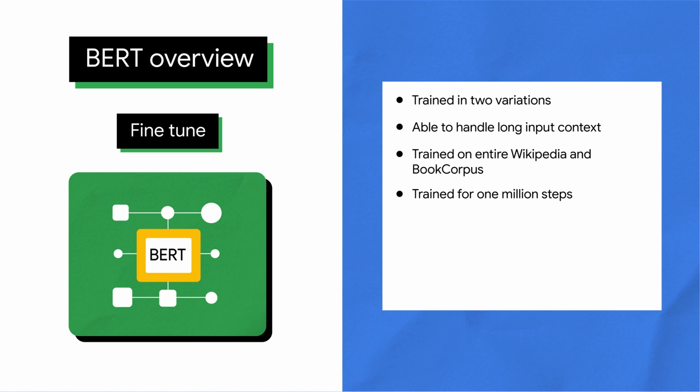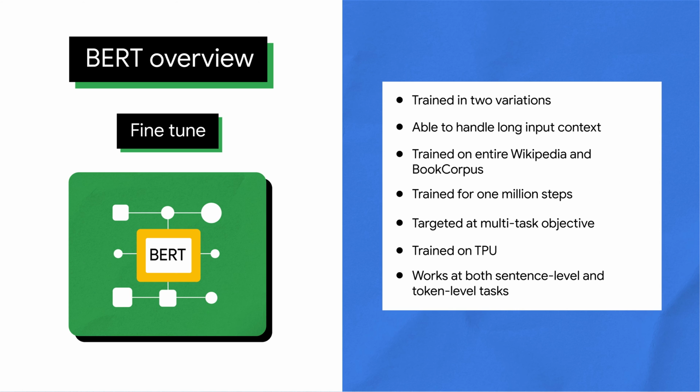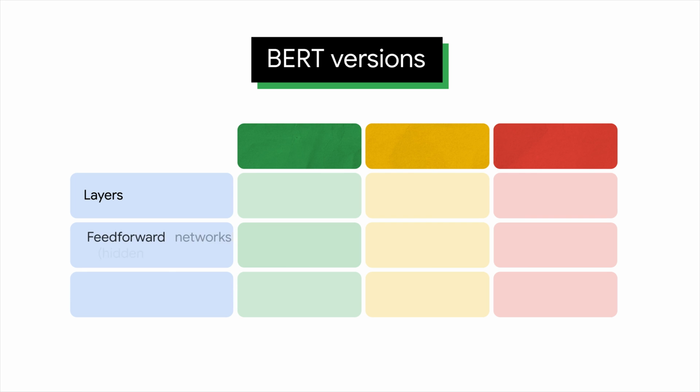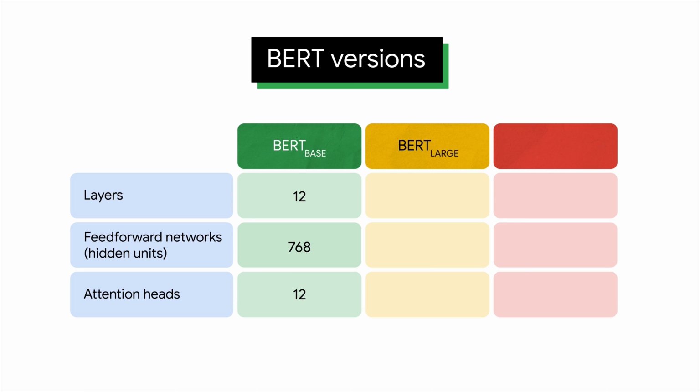BERT is trained on different tasks, which means it has a multitask objective. This makes BERT very powerful because of the kind of tasks it was trained on. It works at both a sentence level and at a token level. These are the two different versions of BERT that were originally released. One is BERT base, which had 12 layers, whereas BERT large had 24 layers, compared to the original transformer, which had 6 layers.